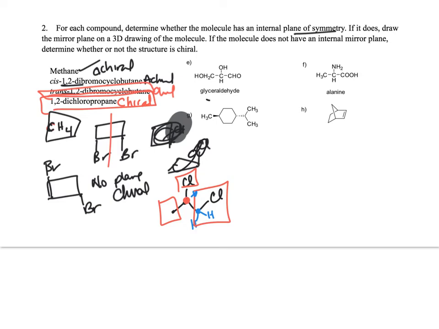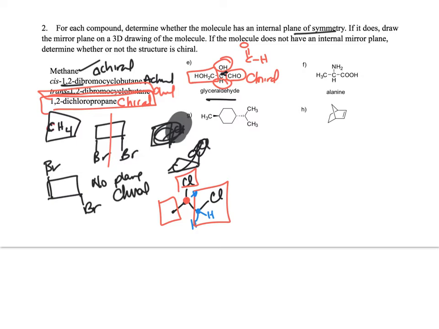Glyceraldehyde. Glyceraldehyde, just look at the carbon there. This is an aldehyde, which is like this, CHO. If you do your Lewis structures, this is an OH, this is a hydrogen, and this is a methyl alcohol. So this would definitely be chiral. It has an asymmetric carbon. Carbon's connected to 4 different things.